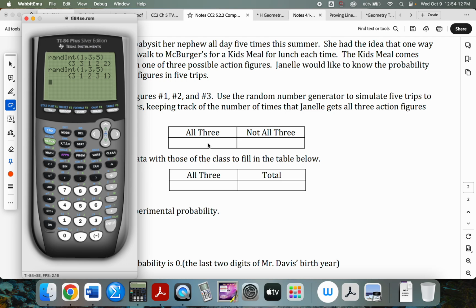The second time we got all 3 again. So we've done it twice now. We've got all 3 both times. The next time, yep. That's 3 wins in a row. Next time, yep. Oh. So now we've done it 5 times, and you should have 4 of all 3 and 1 of not 3. Everybody good with that? All right, let's go a little bit faster.